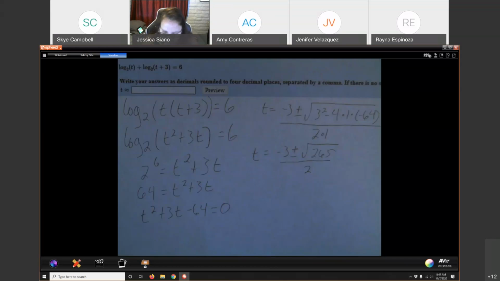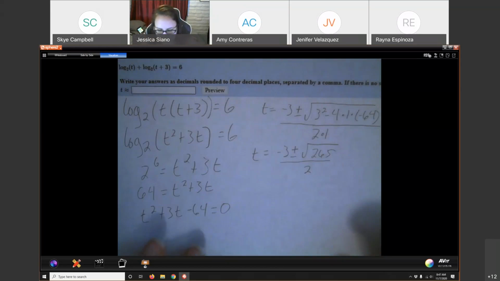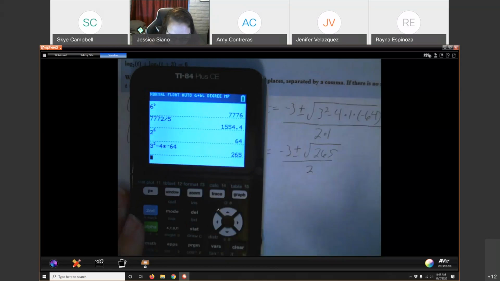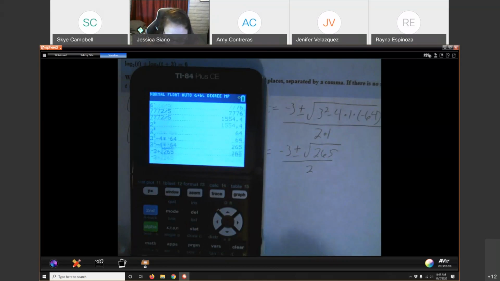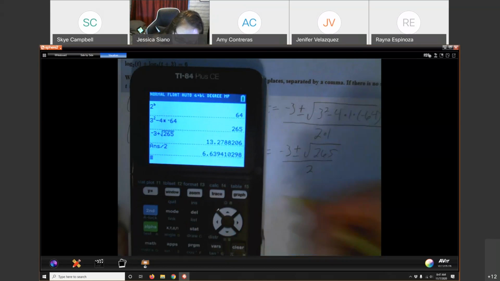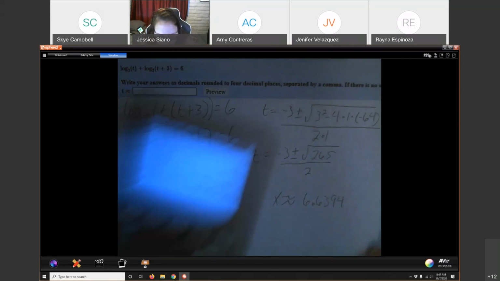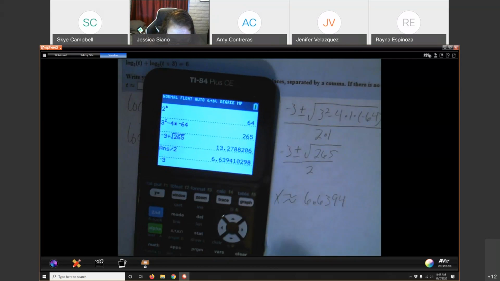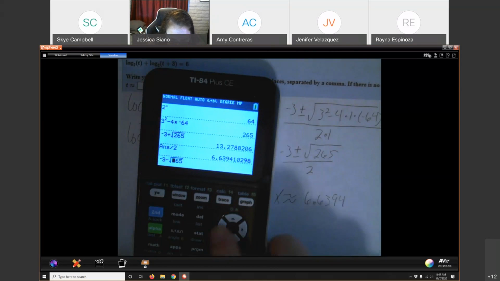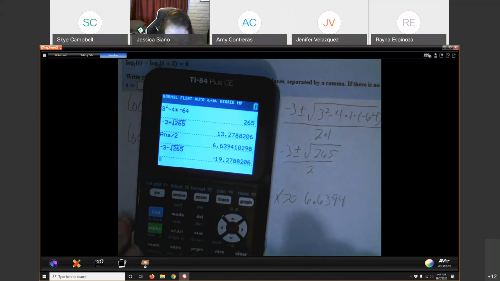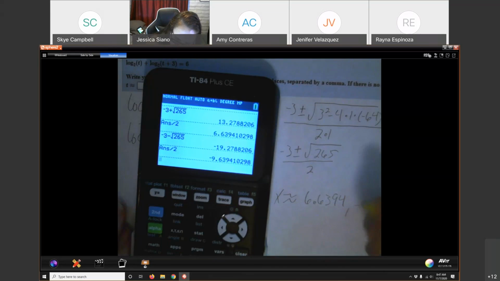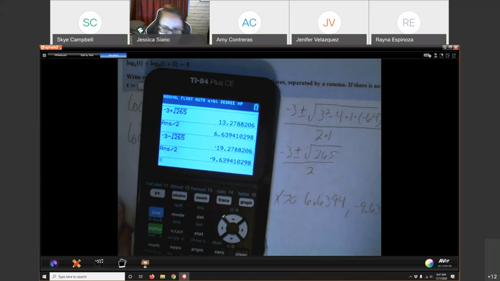I'm going to get decimal approximations because that's what it's asking for. So negative 3 plus the square root of 265 divided by 2. I wanted 4 decimal points. And then negative 3 minus the square root of 265 divided by 2.